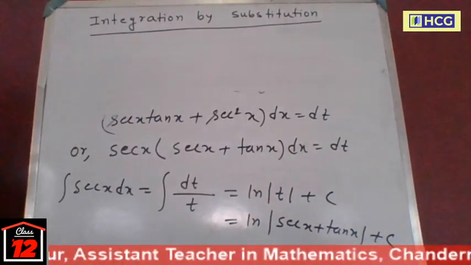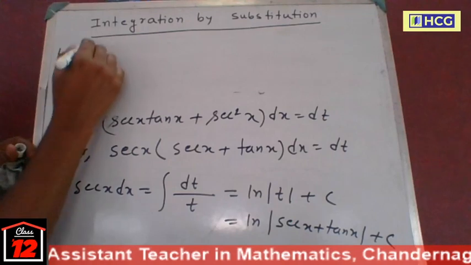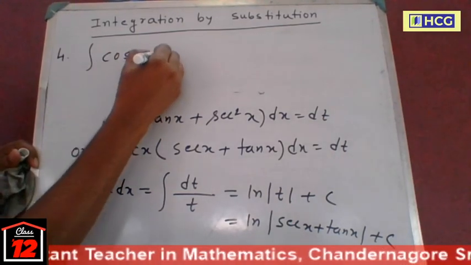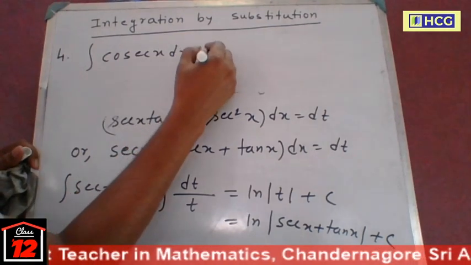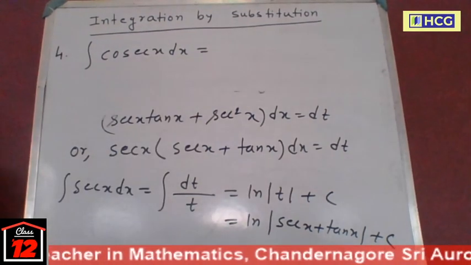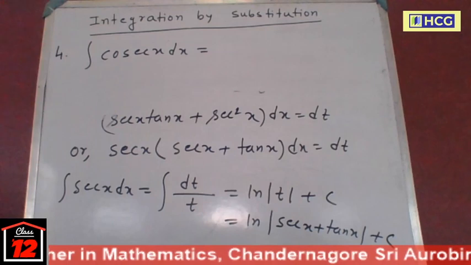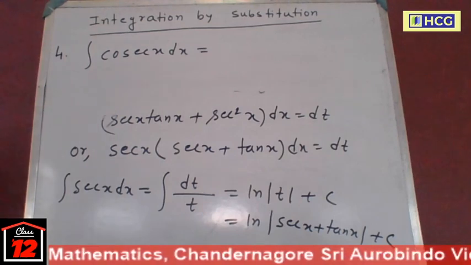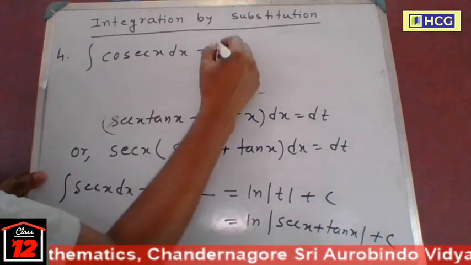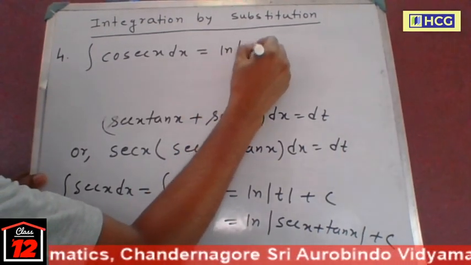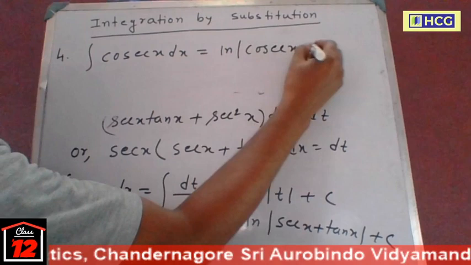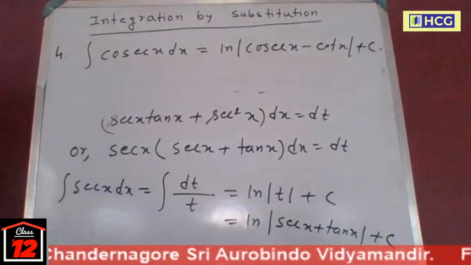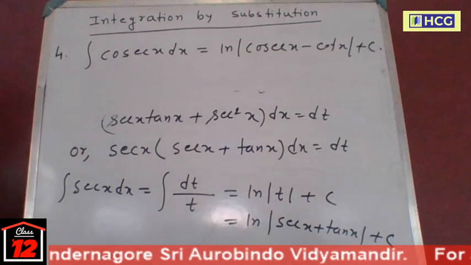And number 4 is integration cosec x dx. What is the value of integration cosec x dx? Now integration cosec x dx is ln mod cosec x minus cot x plus c. Now prove this result.